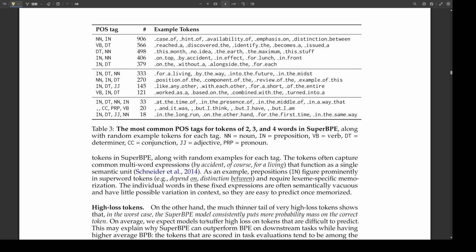So it's more consistent. Yeah, and this suggests that SuperBPE might be better at predicting the more meaningful parts of language, the parts that actually require understanding. Okay, so what about scaling? Like, how does SuperBPE work with different size language models?